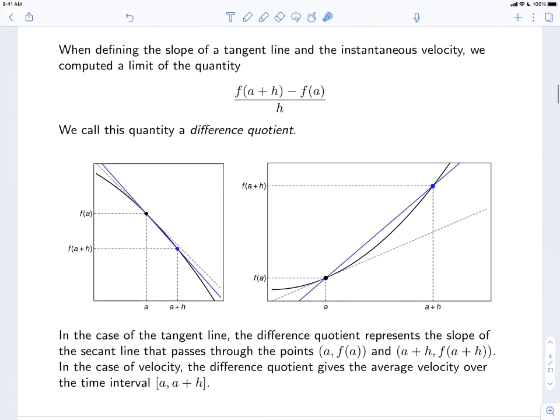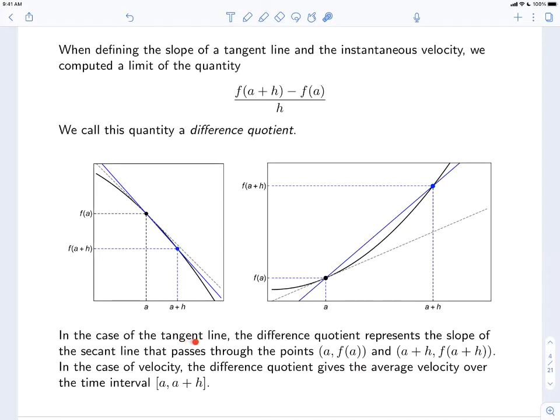When defining the slope of the tangent line and the instantaneous velocity, we computed the limit of a certain quantity. This was the difference of the y's over the difference of the x's. We call this quantity a difference quotient because it's a quotient of differences, the difference of the y values divided by the difference of the x values. And when we computed the slope of the tangent line and the instantaneous velocity, we looked at a limit of these difference quotients as the denominator went to 0, as h went to 0.